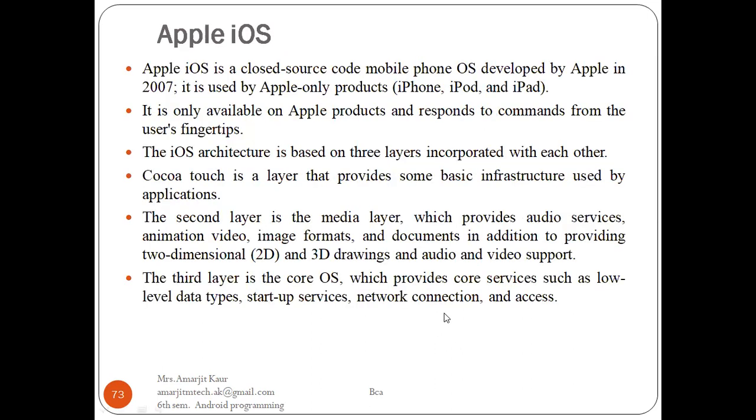Next mobile operating system is the Apple iOS. Apple iOS is a closed source mobile phone operating system developed by Apple in 2007. It is used by Apple-only products: iPhone, iPod, and iPad. It is only available on Apple products and responds to commands from the user's fingertips. The iOS architecture is based on 3 layers incorporated with each other.